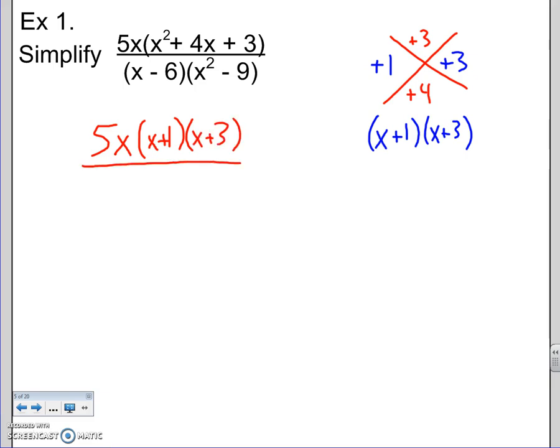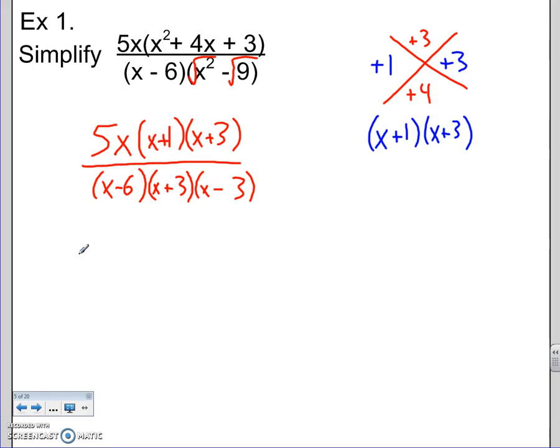On the bottom, that first thing is x minus 6. I'll leave that alone. And then that x squared minus 9, well, that is the difference of squares. I'm going to square root both of them and put in 2 parentheses. Square root of x squared is x and x. Square root of 9 is 3 and 3. Plus and minus, different signs. That is fully factored.